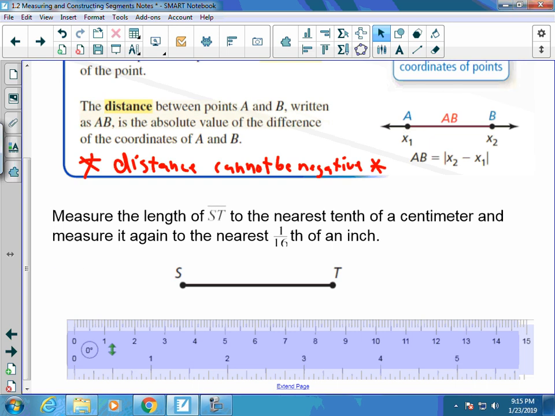So what we're going to do is take a little bit of time here measuring. It's going to be kind of hard to do because when I print this out, it's probably going to act a little bit different than what we have here on the screen, but I can show you the process. It says measure the length of segment ST to the nearest tenth of a centimeter and measure it again to the nearest 16th of an inch.